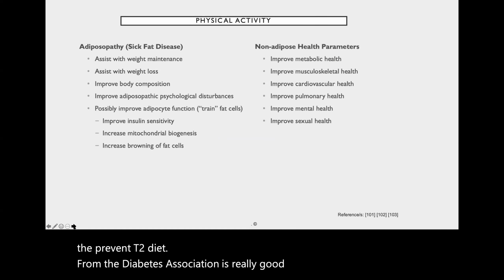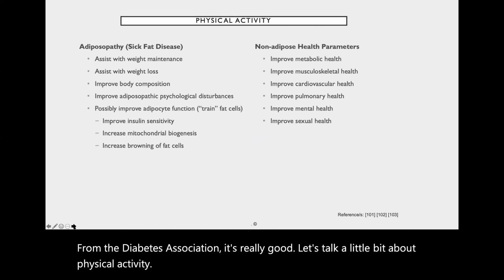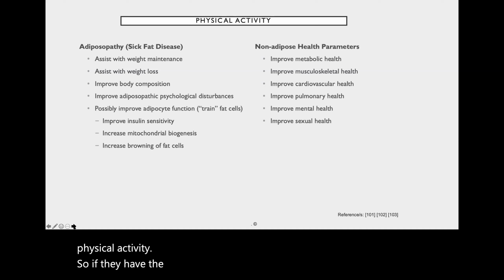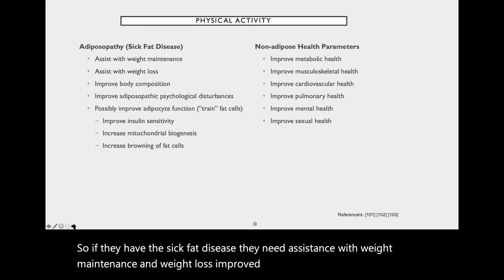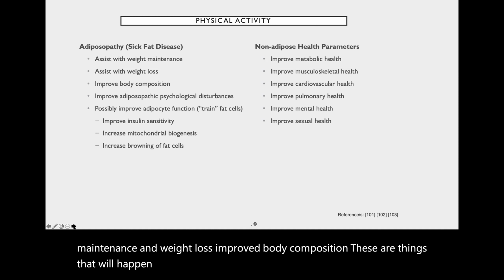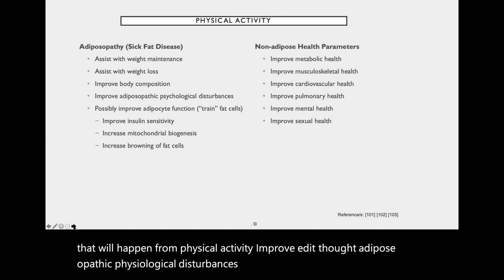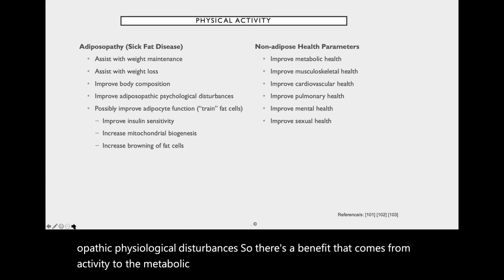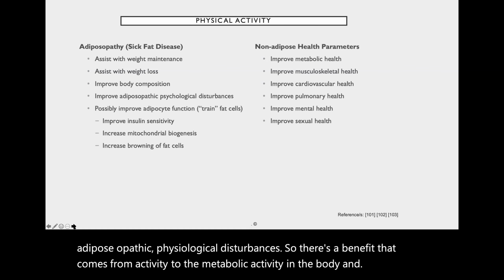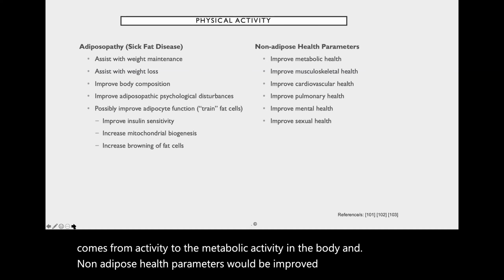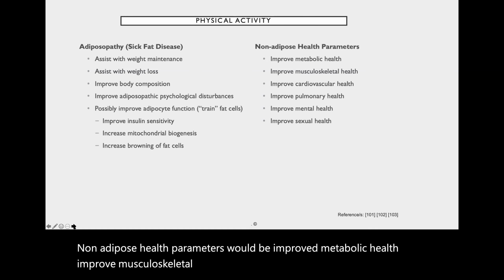Let's talk a little bit about physical activity. So if they have the sick fat disease, they need assistance with weight maintenance and weight loss, improved body composition. These are things that will happen from physical activity. Improved adipopathic physiological disturbances. So there's a benefit that comes from activity to the metabolic activity in the body. And non-adipose health parameters would be improved metabolic health, improved musculoskeletal health, improved cardiovascular health. We kind of know this.